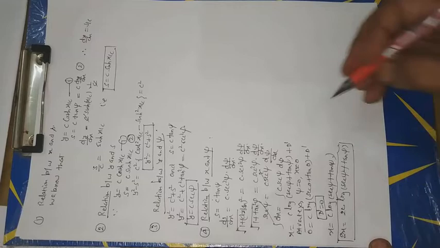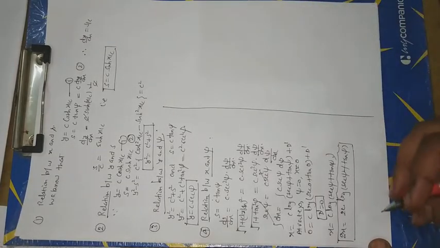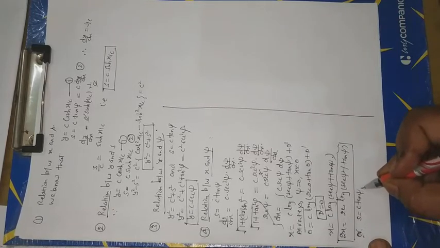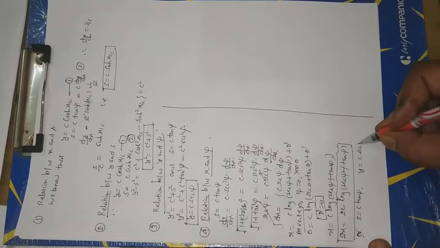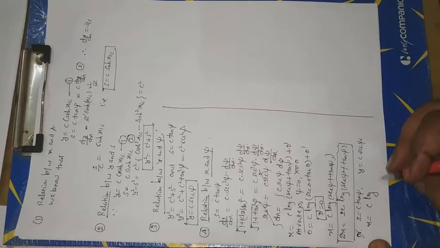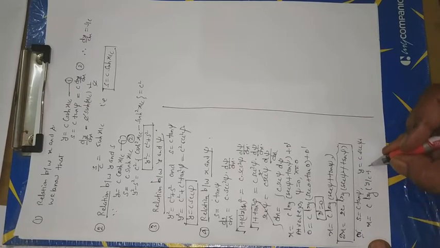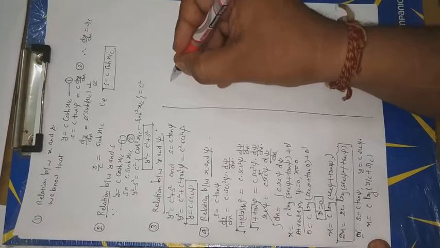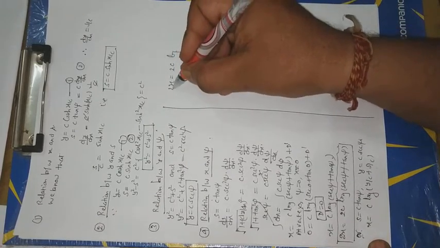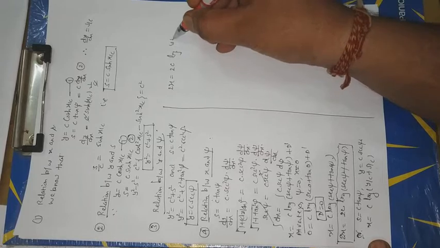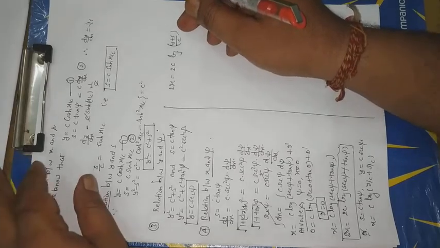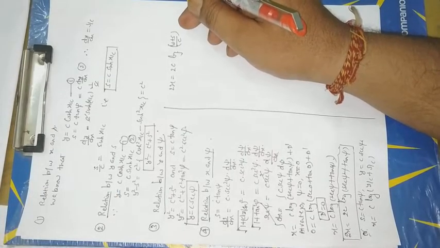Or another form can be written as follows. Since s is equal to c tan psi, y is equal to c sec psi. Now x is equal to c log(y upon c plus s upon c). Now 2x is equal to 2c log((y plus s) upon c). Okay, this is another form of relation between s and psi.